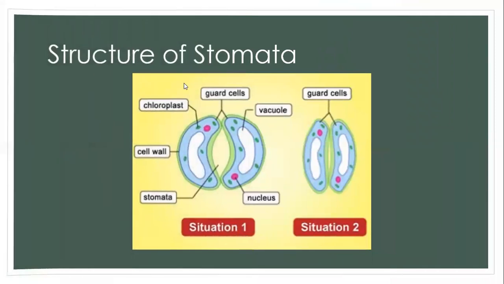So this is the structure of a stomata. Chloroplasts, cell wall, stomata. This is the main stomata. Carbon dioxide entering, O2 exiting. These are the guard cells which facilitate the opening and closing. In situation 1, you can see that it is open. In situation 2, you can see it's closed.